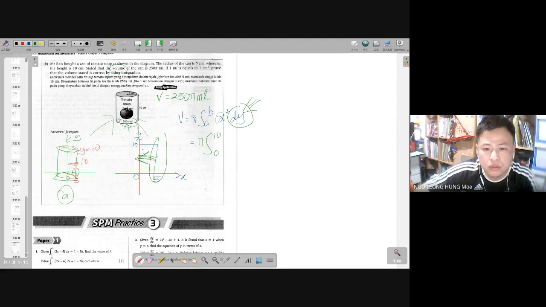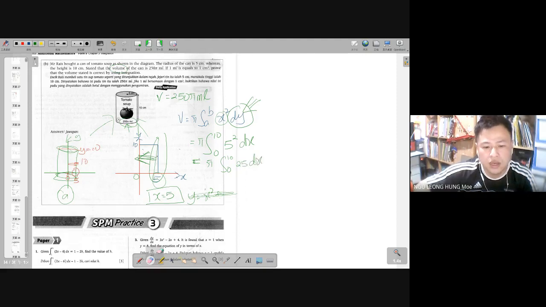So as we know, you see, the equation for this one is x equal to 5. We do not have the equation like y equal to x squared plus blah, blah, blah. We do not have this one. So the equation for the straight line in here is x equal to 5. That means this is 5, 5 squared dx. Okay. 5 squared means 25. 25 dx. So now we integrate it. We do the integration. We'll get 25.